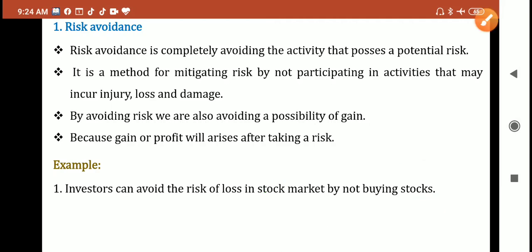What does the investor do in the stock market? He is going to stop buying the stocks, shares, debentures, or is going to stop his investments in the stock market. So by stopping the investment, that investor may mitigate his risk entirely, and there is no profit also.